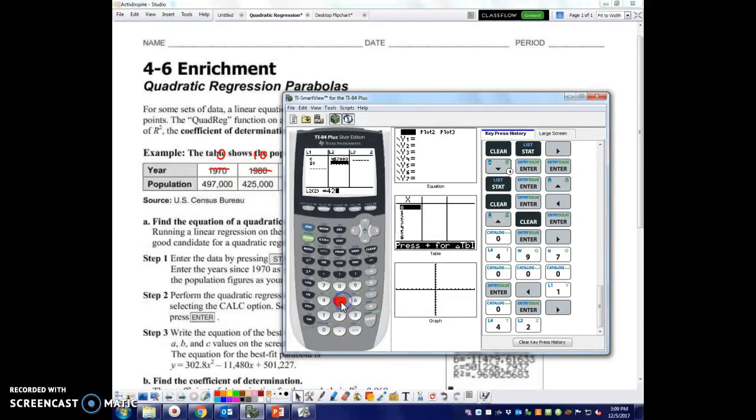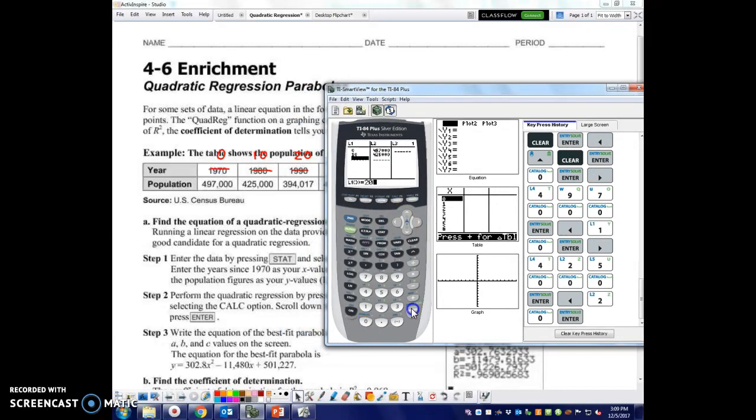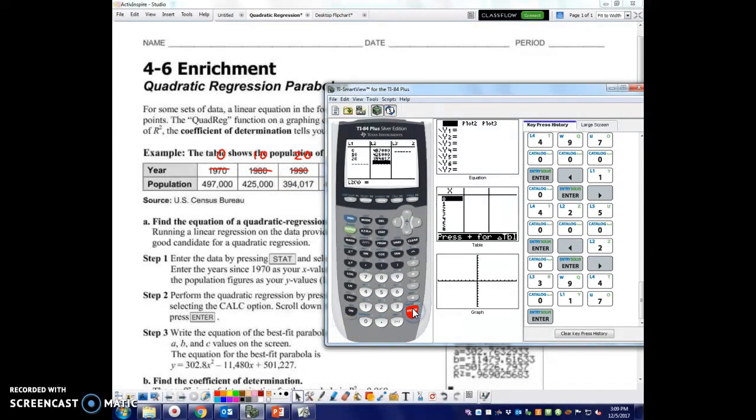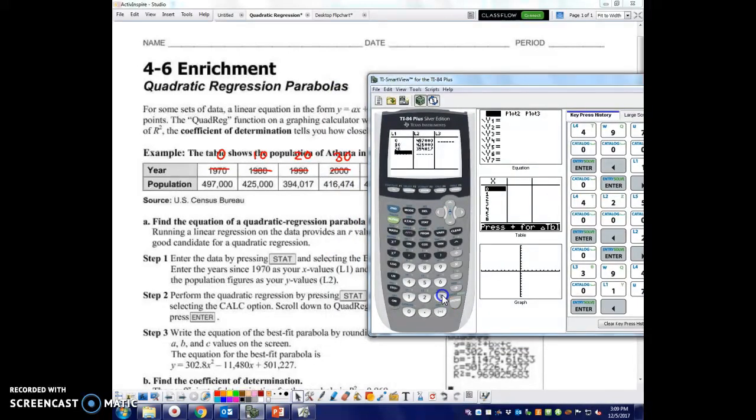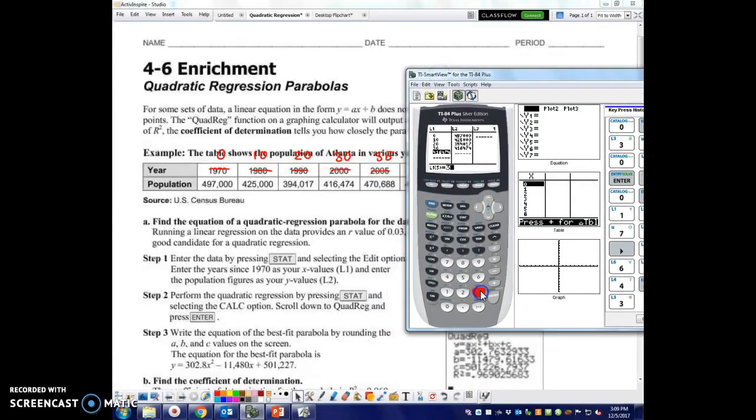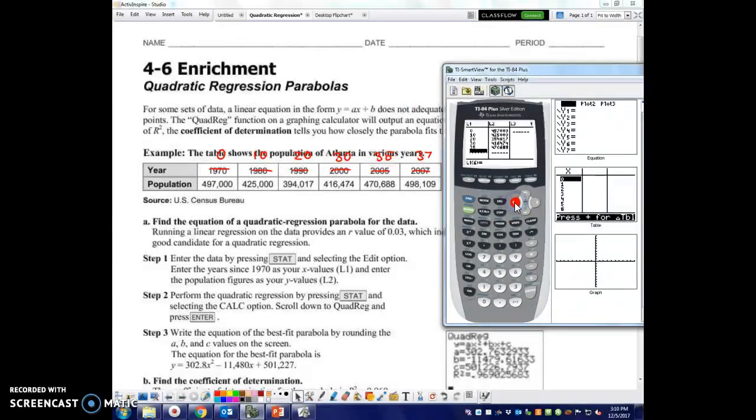Next part. 10 is our x, and this is our y. Next one. 20 is our x, and this is our y. Next one. 30 is our x. And this is our y. The next part. 35 is our x. 4, 7, 0, 6, 8, 8. That's our y. And the last one. 37 is our x. And that's our y.